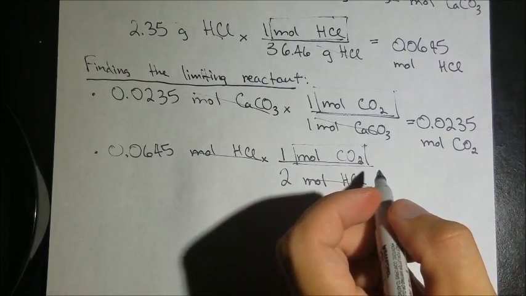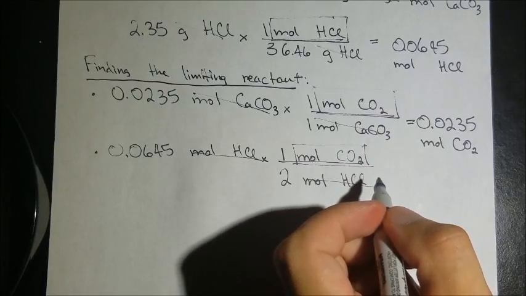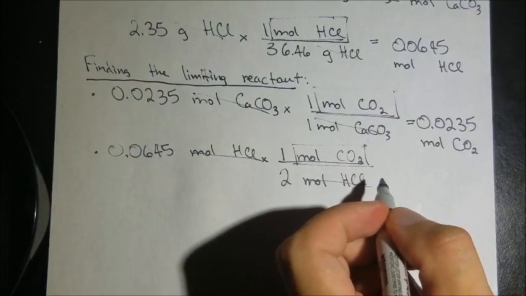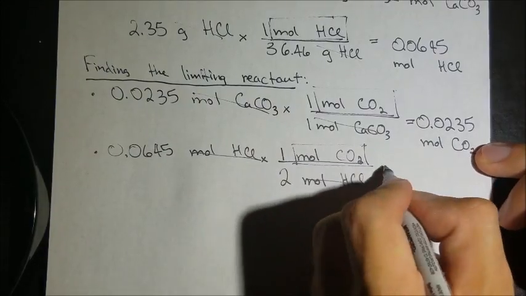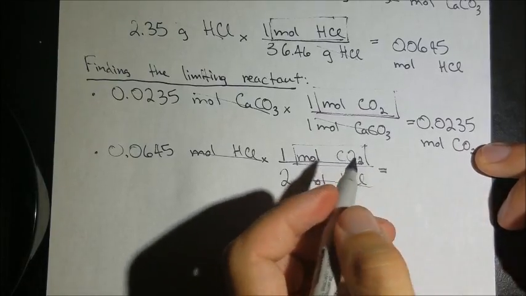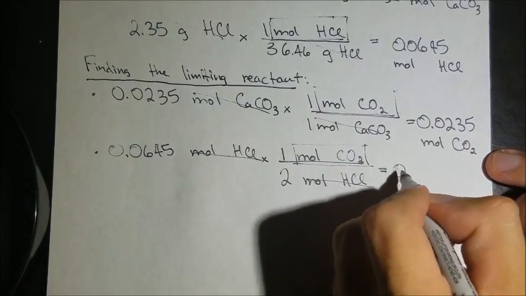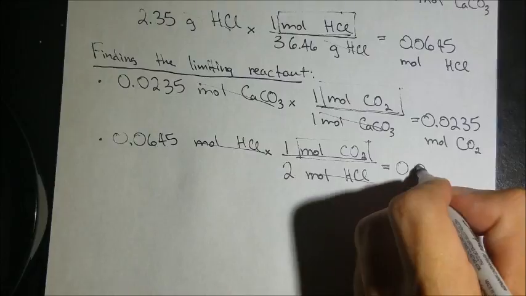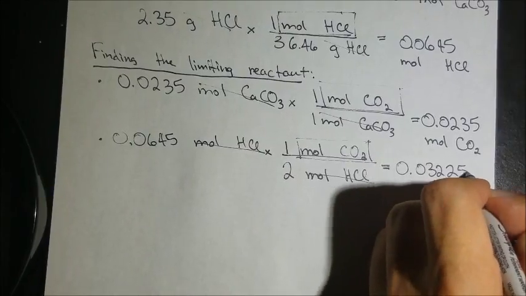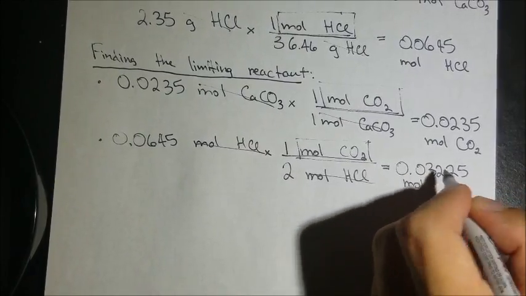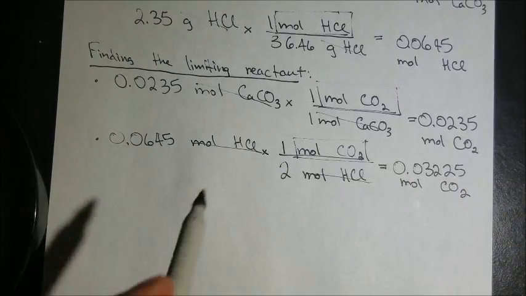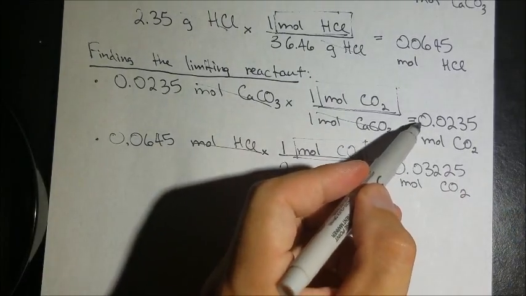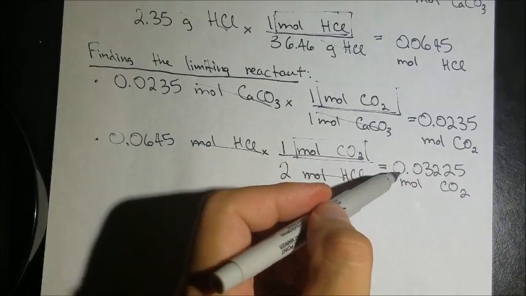So what this gives me here is something I've got to plug into my calculator. So I've got 0.0645 divided by 2, and I make 0.03225 moles of CO2 with my HCl. Okay, so this was our calcium carbonate, and this was from our HCl.